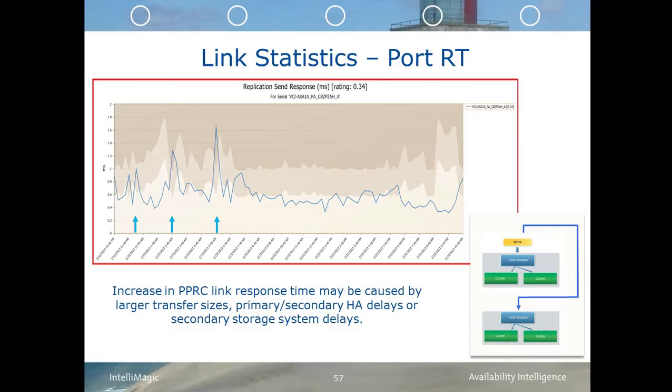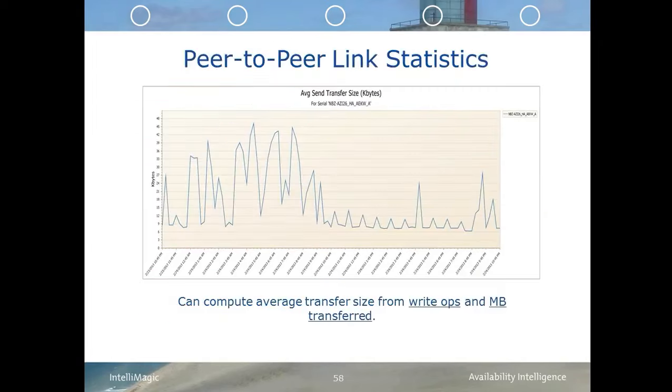This chart shows a plot of the replication send response time. We can see several peaks in the response time, which may be caused by large data transfers or delays due to contention on host adapters or the secondary disks. From the front-end link stats, it is fairly simple to compute the average transfer size by dividing the megabytes per second by the ops per second. This chart shows the transfer size and how it varies over time.